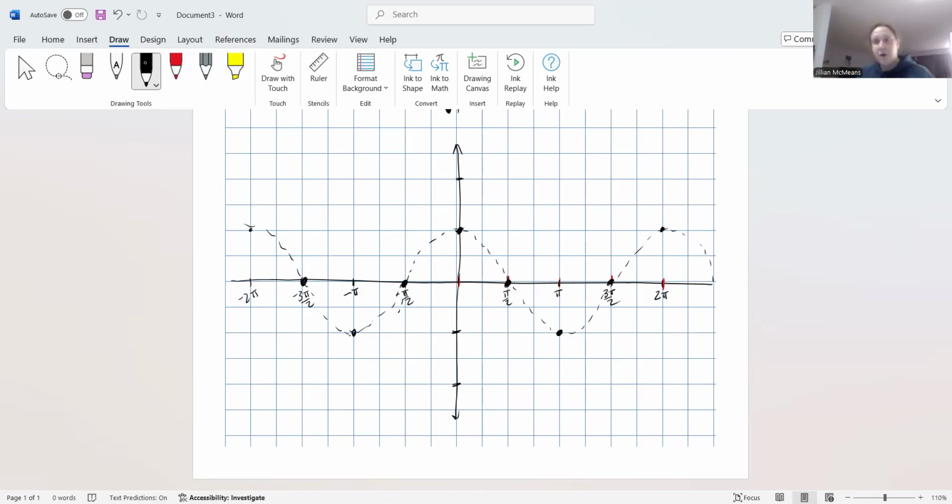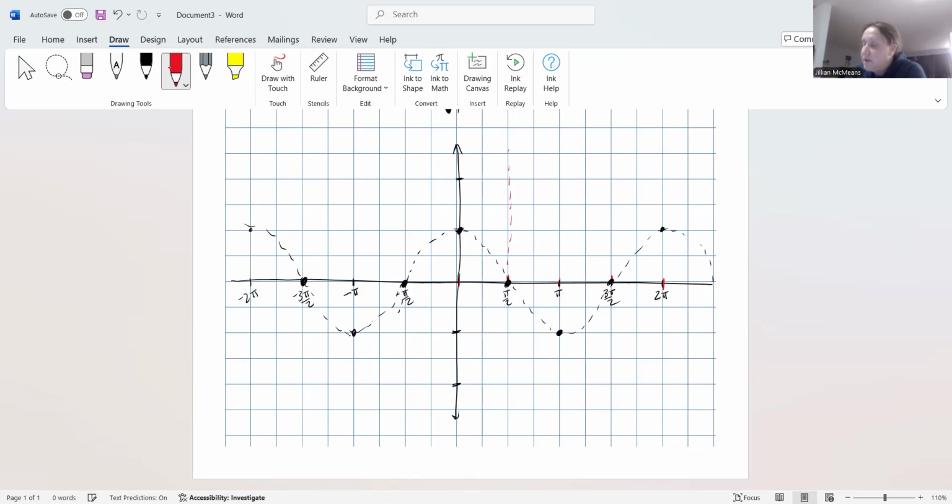So that is a sketch of cosine. And remember, you're not graphing cosine, you're graphing secant. So we just want a sketch of cosine. And then we acknowledge that we're going to have vertical asymptotes wherever cosine is 0. So wherever we have an x-intercept for cosine, we're going to have a vertical asymptote.